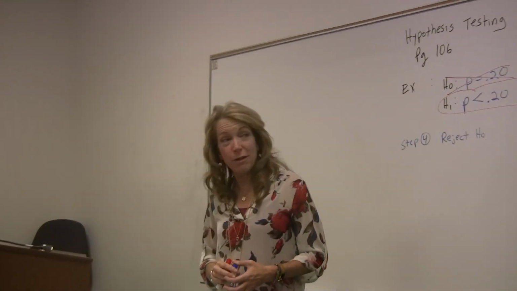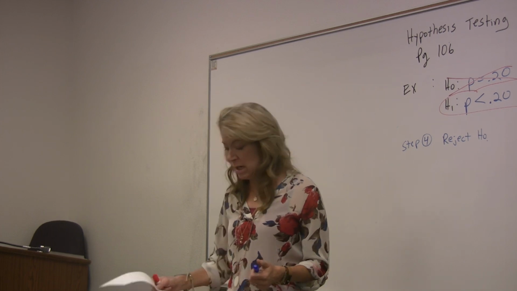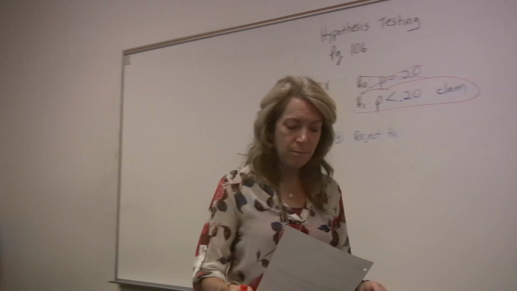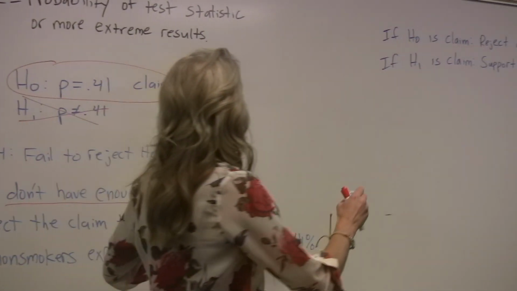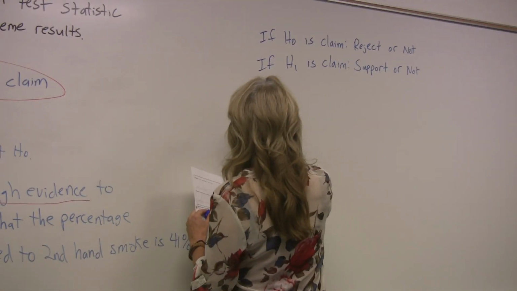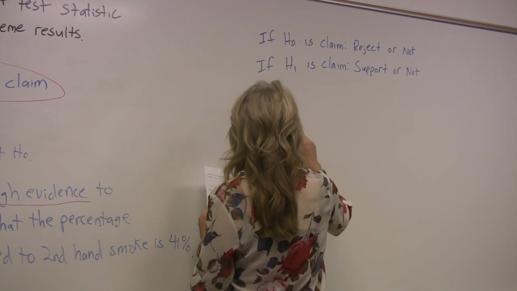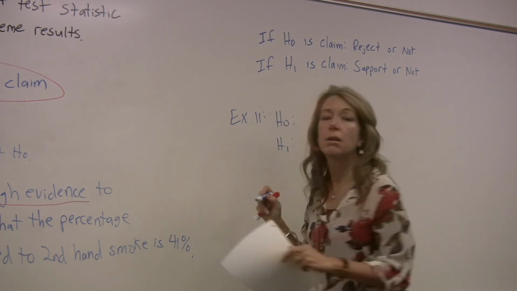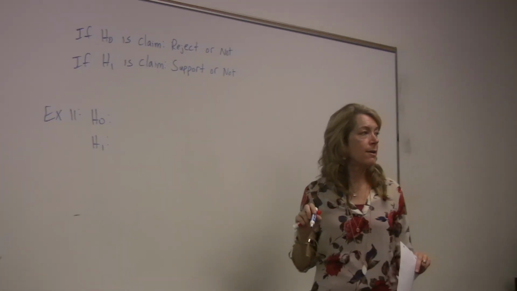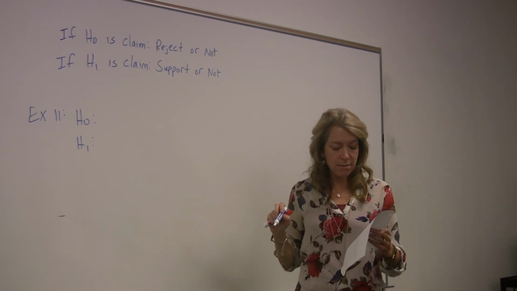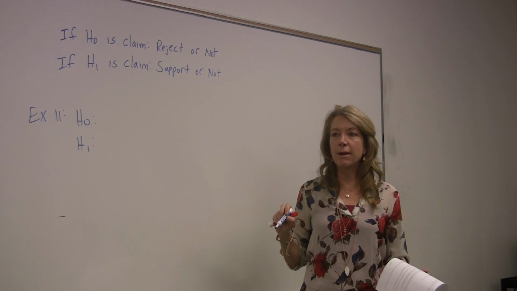Okay, let's do example 11 real quick, and then we'll be out of here. This one's about a mean. The mean GPA is higher than 3.1. How do I write that? I want to write my claim first. Which one's my claim? It's H1 is what we're going to support. Okay, but what do I write?